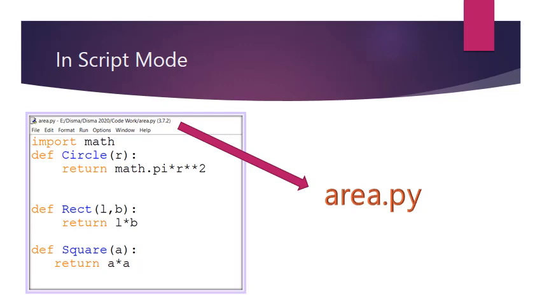And see, in this program I have not called any of these three functions which I have written: circle, rect and square. I have not called them in this one. But remember, I have saved this particular program with the name area.py. So I can use this particular code as a module in some other program which I am going to write.